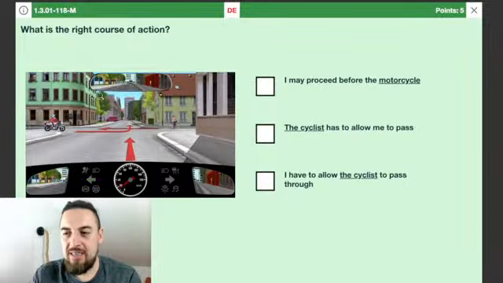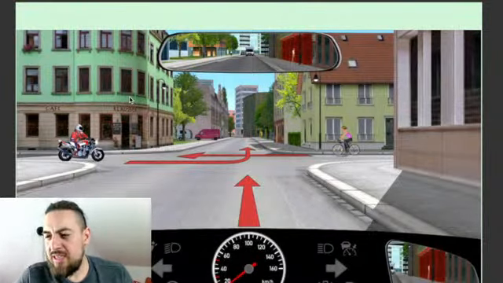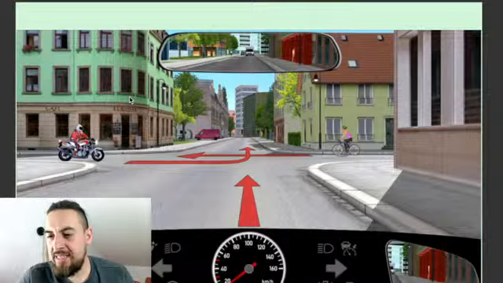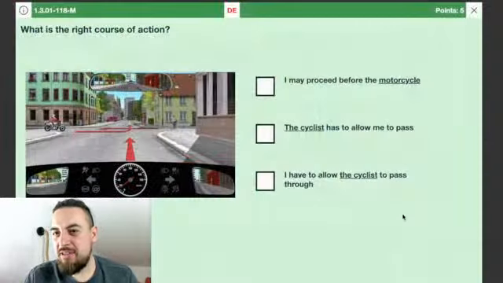All right, what is the right course of action? We are coming to a crossing, and everything clear? All right. What is the right course of action? I may proceed before the motorcycle. The cyclist has to allow me to pass. I have to allow the cyclist to pass through.